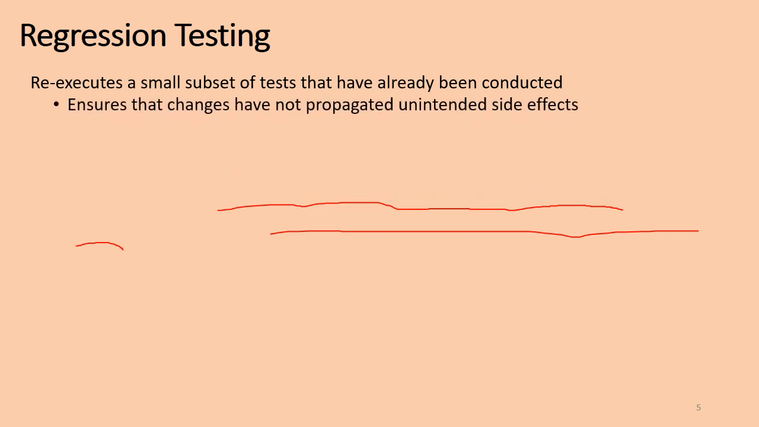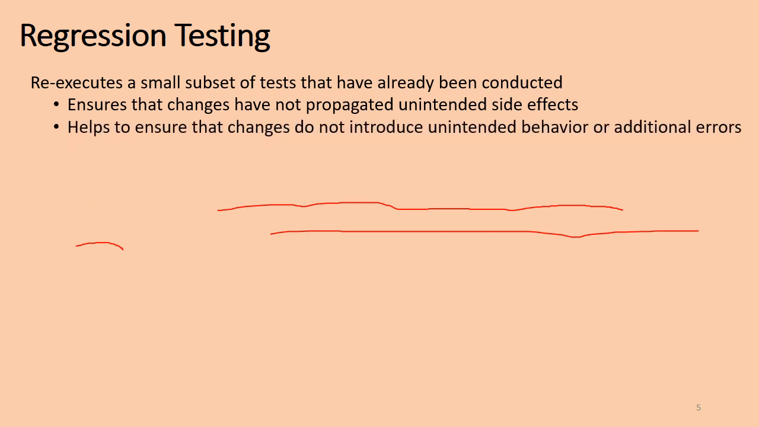It ensures that the changes have not propagated unintended side effects. It also helps to ensure that changes do not introduce unintended behavior or additional errors. As we discussed, even after you have made some changes, they will not affect the expected behavior of your system, fine.